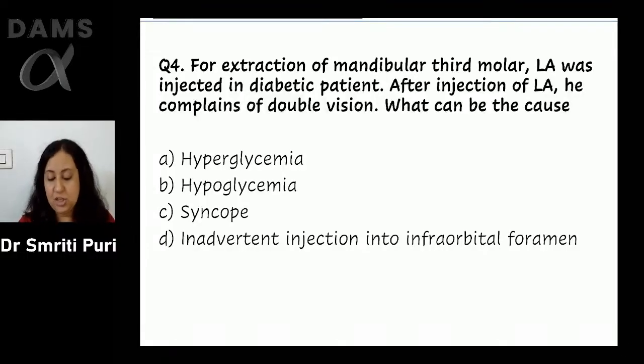Coming on to the next question. For extraction of mandibular third molar, LA was injected in a diabetic patient. After injection of LA, he complains of double vision. What can be the cause? A. Hyperglycemia, B. Hypoglycemia, C. Syncope, and D. Inadvertent injection into the infraorbital foramen. So what would be the answer?